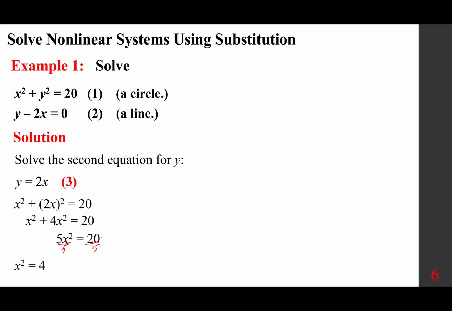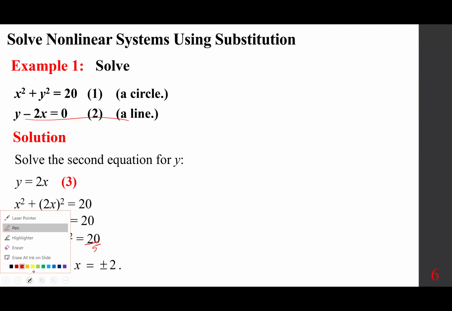Divide by 5. X squared becomes 4. X becomes plus minus 2. So x is either positive or negative 2. So it's easy to put that into the two.